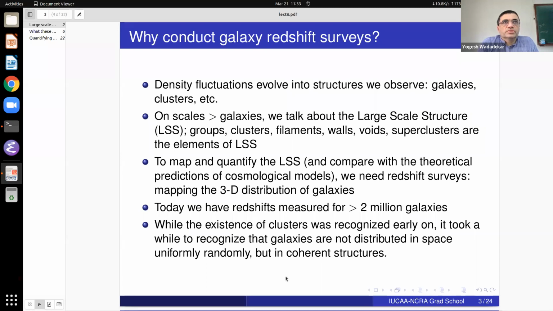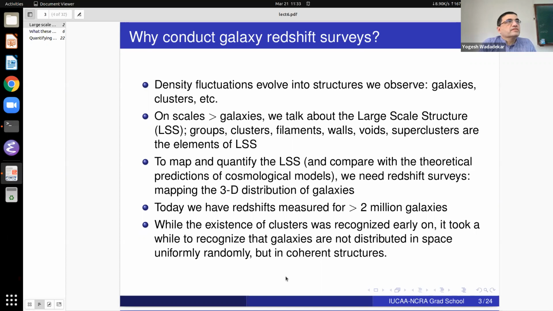So in order to study or observationally see the large-scale structure of galaxies, you need to carry out galaxy redshift surveys. And why do we need to do this? Because we know that density fluctuations evolve into the structures that we observe, the galaxies, the clusters, etc. So in order to map them, you have to do a galaxy redshift survey. So what are the structures that you expect to see when you do a large-scale structure survey?